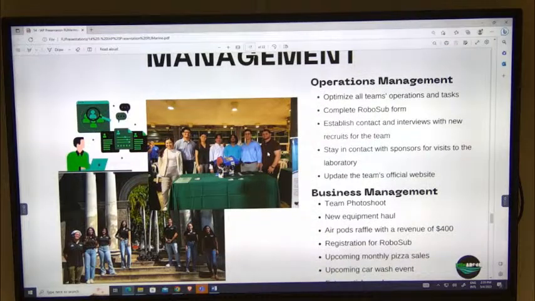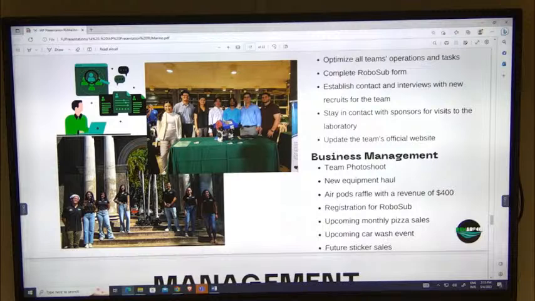And then over here in management, operations and business have been doing different types of fundraisers, structuring ourselves with different activities, giving us a way to have a main hub for all different communications and our documentation. We're using Microsoft Teams for that. They're also staying in touch with the different sponsors and stuff like that. And then we also had a team photo shoot. This is one of the pictures.